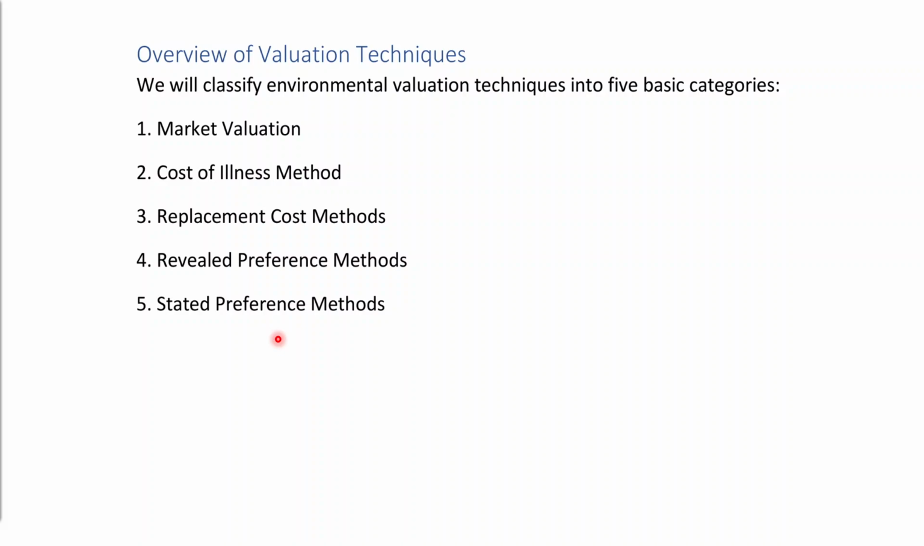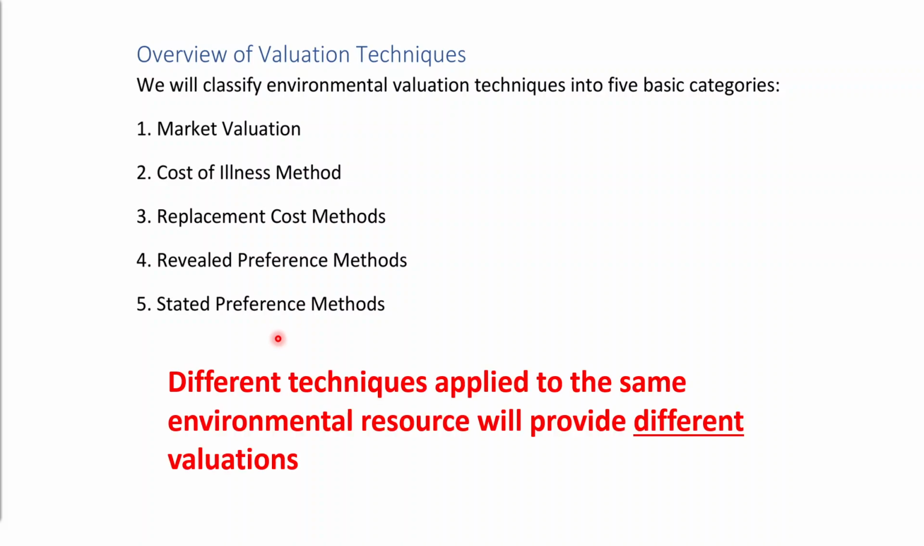And I am going to get different numbers. Right? If I use the market valuation versus the revealed preference, I will get very different numbers, okay, depending on which method you use. And I can use different methods for the same value. Okay? All right. So that is something to keep in mind. And these are tools. Okay?